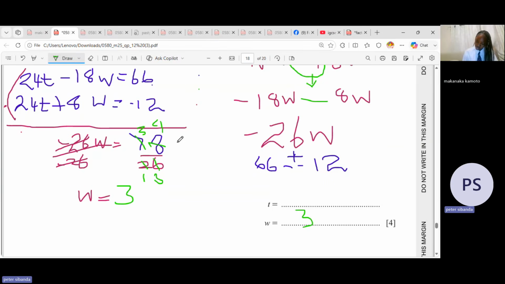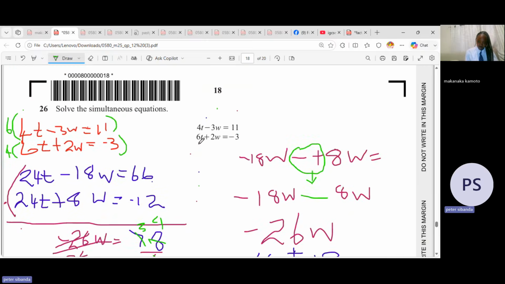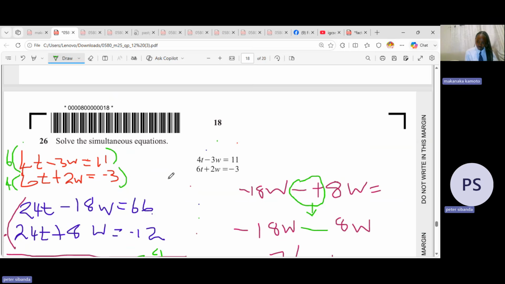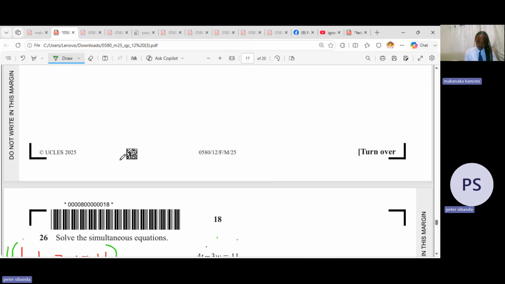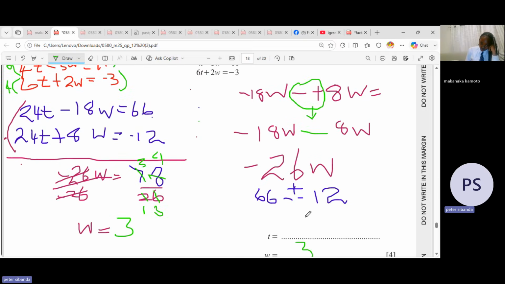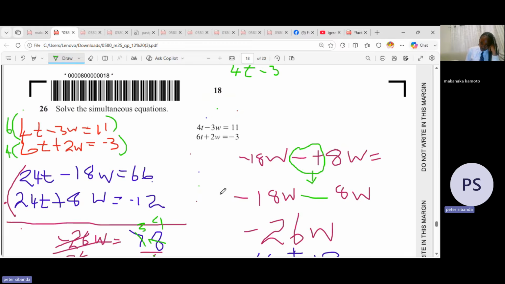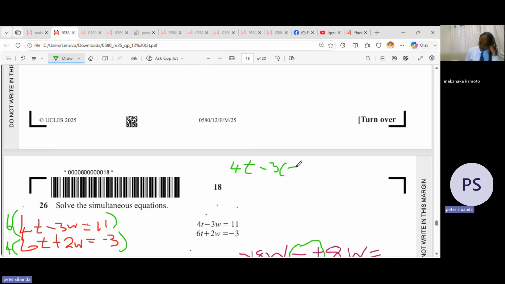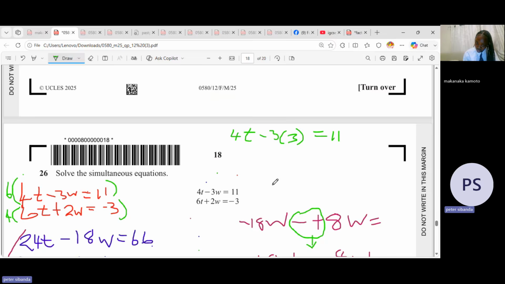Now that we've got W in the simultaneous equation, we have to find also the other variable, which is T. So we can come back to any of these original equations. Let's say we take the first one: 4T, which we're looking for, minus 3. But we now know W is equal to 3. So we open a bracket and write 3 where there is W, then equals 11. The first equation is complete, except that where there is W, we have substituted the actual value of W that we have found.